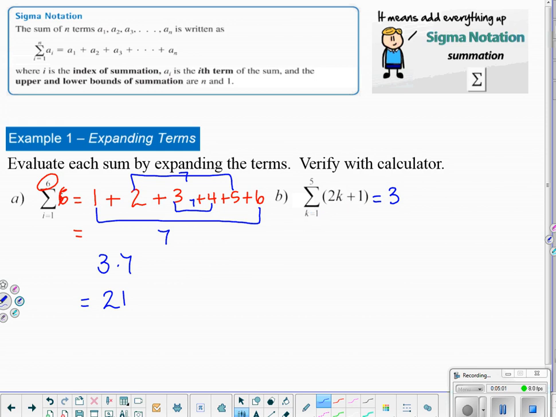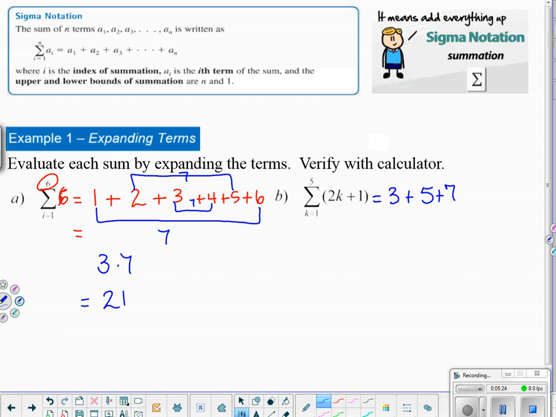Next time through, we let k be 2. So we plug in 2 and we get 2 times 2 is 4. And I'm adding 1 to 4, so I pick up 5. Next time through, we are on a counter of 3. 3 times 2 is 6. 6 plus 1 is 7. So I pick up 7.